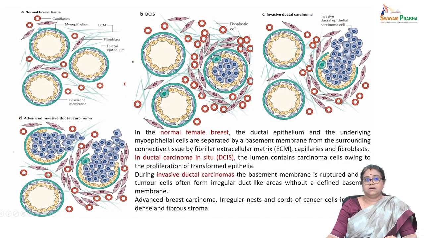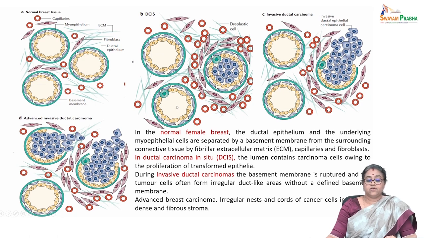Now, this is what is seen in the transformation of a normal breast tissue to an advanced invasive ductal carcinoma. What happens in a normal breast tissue? You see that the basement membrane is intact, and then this is the ductal epithelium. This ductal epithelium and the underlying myoepithelial cells are all separated by the basement membrane from the surrounding connective tissue. So there is a proper demarcation between the cells and the tumor microenvironment. There is a basement membrane, and the connective tissue is surrounded by fibrillar extracellular matrix, the capillaries and the fibroblasts. Now, they are all very orderly.